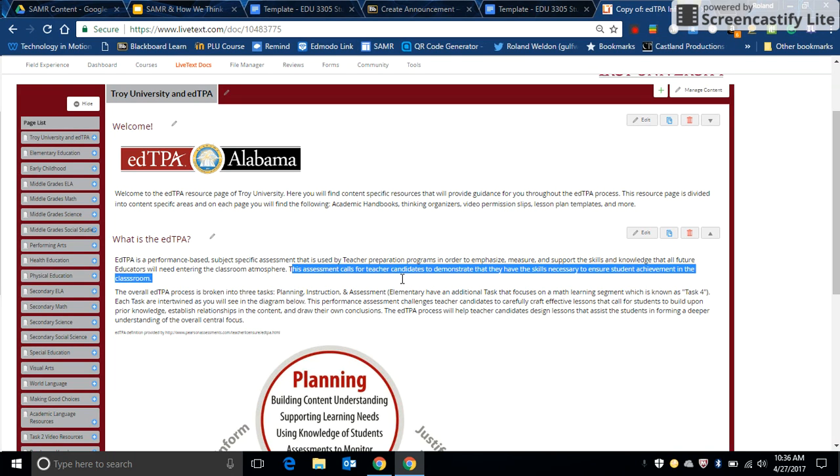This assessment calls for teacher candidates to demonstrate they have necessary skills. So we need evidence to determine if that's going on. The problem in the past has been that we will give you tests, but we can't really authenticate the skill level necessarily to deliver content in the classroom setting. So that's what EdTPA is trying to do.